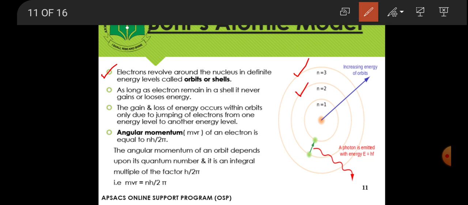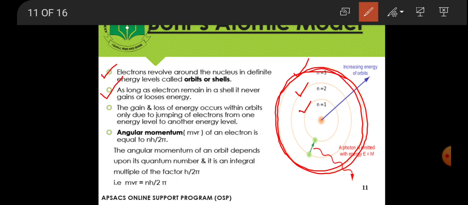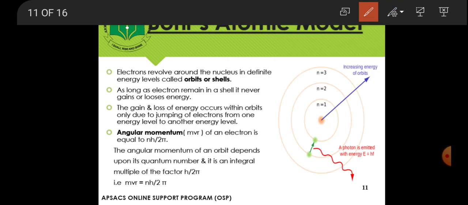These are the shells or the orbits or the energy levels, and they are definite, meaning they have a definite amount of energy. Point number 2, as long as electrons remain in a shell, they never gain or lose energy. As long as the electrons revolve in the same shell, they neither lose energy nor gain energy. Point number 3, when an electron jumps from a lower energy level to a higher energy level, it absorbs energy, and when an electron jumps from a higher to a lower energy level, it radiates energy.